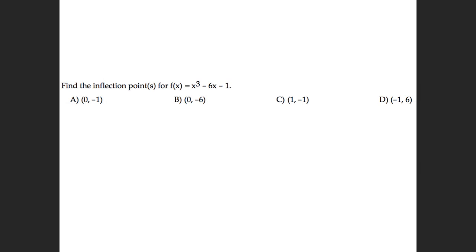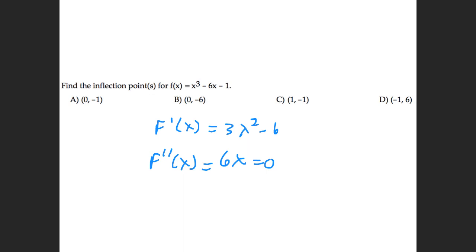So if I was going to do this, first derivative, 3x squared minus 6. Second derivative, 6x. Set it equal to 0. x equals 0. So I know if I was going to make up my table, negative infinity to 0, 0 to infinity.